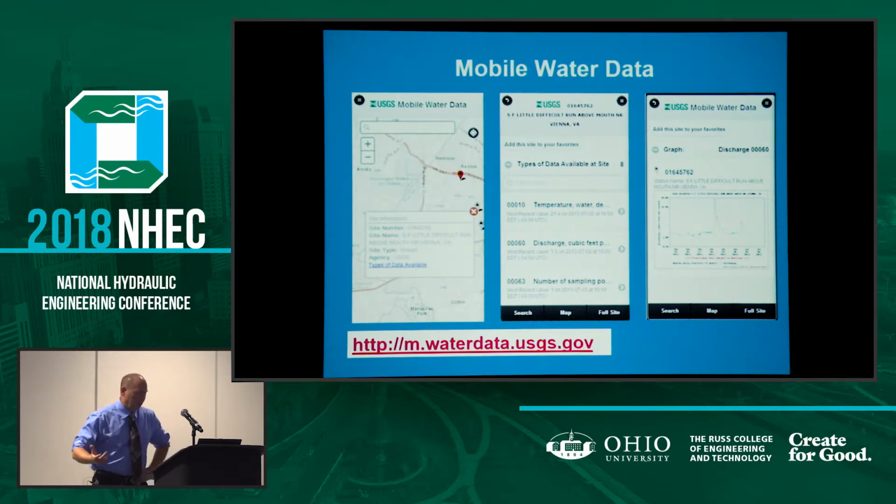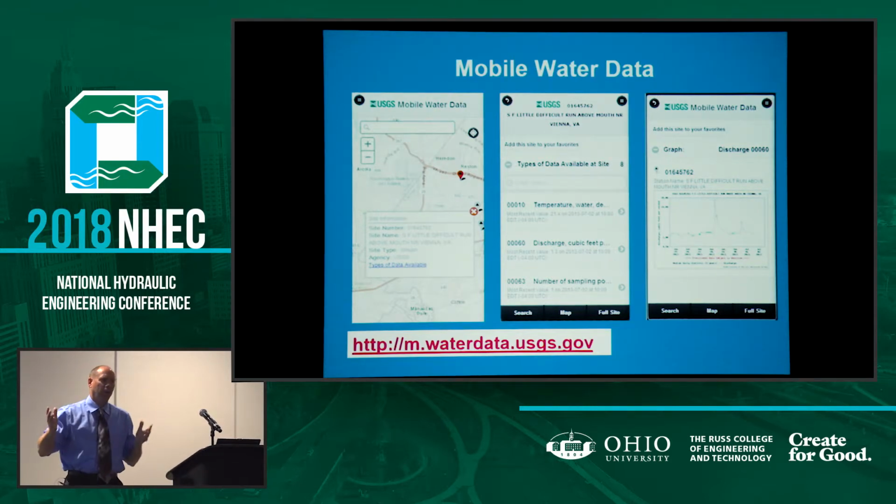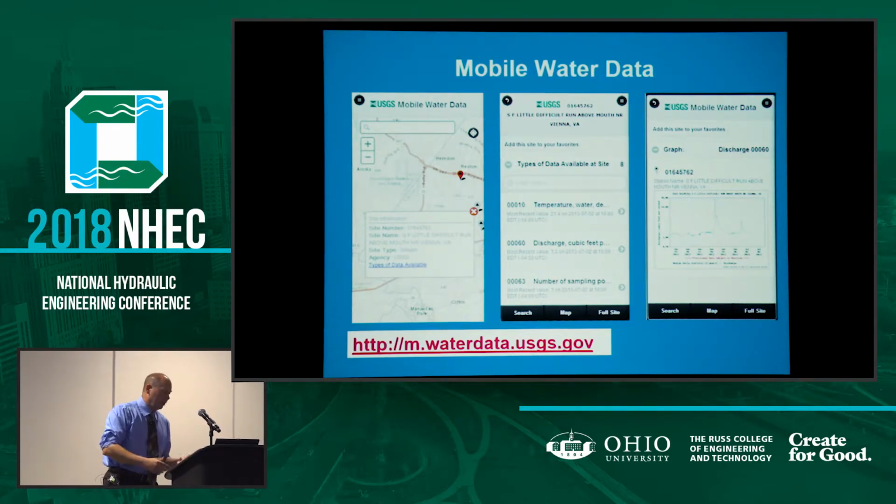Okay, the next website is for mobile water. When you're traveling, or if you're in a certain area, you can say, what are the nearest gauges 25 miles from my location? And so you can set that as a parameter, and it'll give you the gauges within a 25-mile radius of your parameter. So that's another good feature.